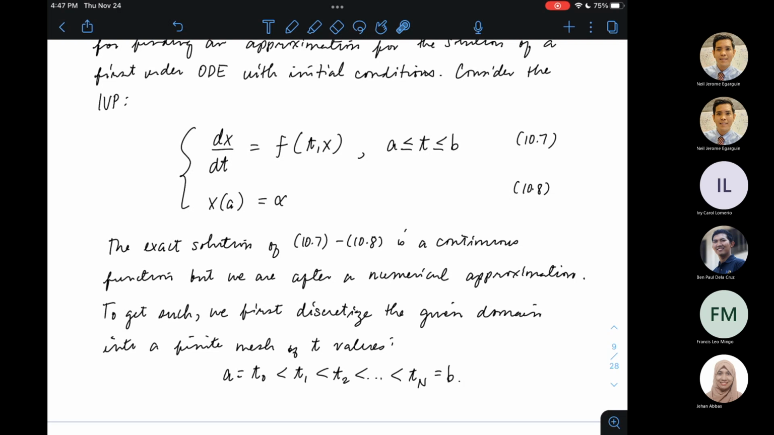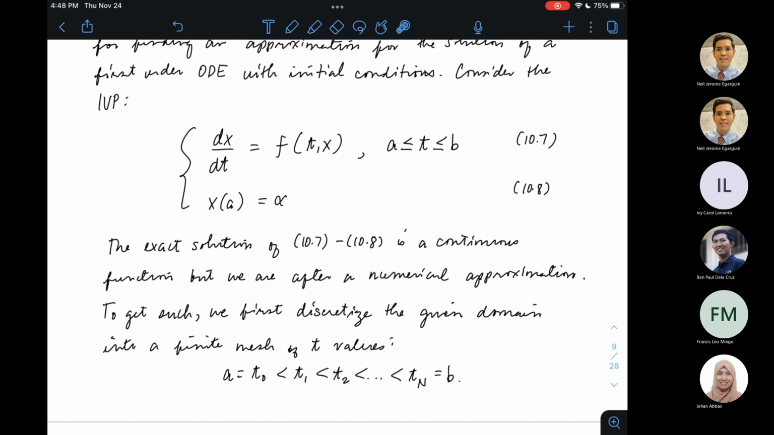System 10.7 to 10.8, the initial condition is that x of a, which is the function value at the left endpoint, is equal to the number alpha. Of course, we cannot just plug this into our computers because computers are finite by nature. So kailangan kong hatiin yung data. Hindi siya mag-admit ng continuous data, so I need to discretize it. So I need to chop it off into a finite number of data points, right?